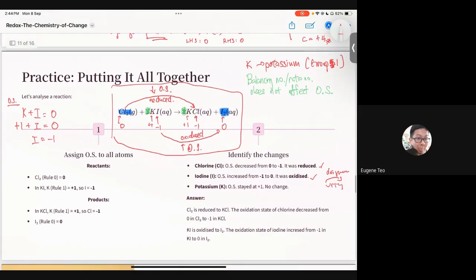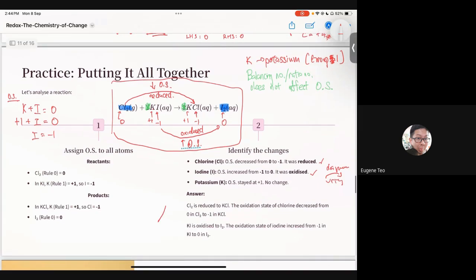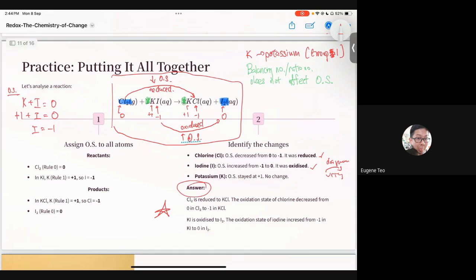So how exactly to write down the statement? I want you to put a star here. This answer is like the standard answer. So first thing I'm going to write down is that the reactant is reduced or oxidized to the product. So the before and the after, and what's the process? So I know Cl2 is reduced to KCl. So you realize the arrow that I drew on top actually helped me to write my first sentence. Cl2 reduced to KCl.